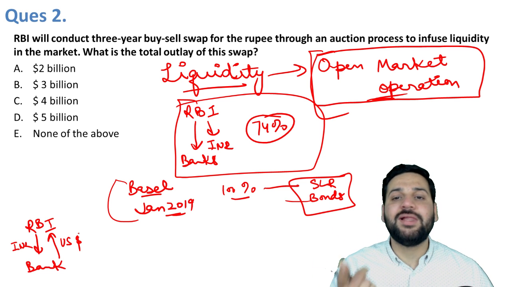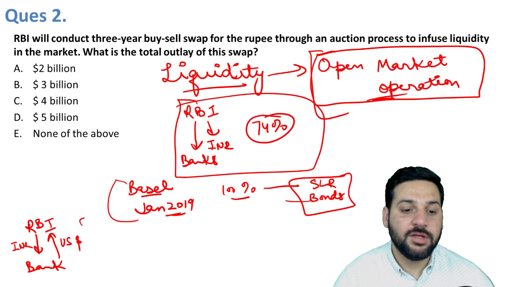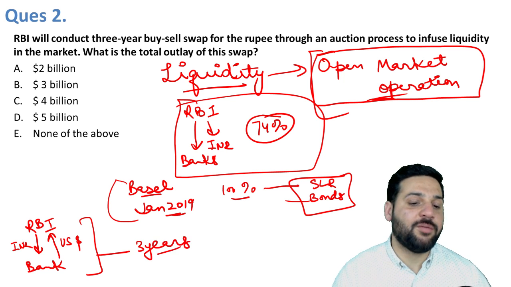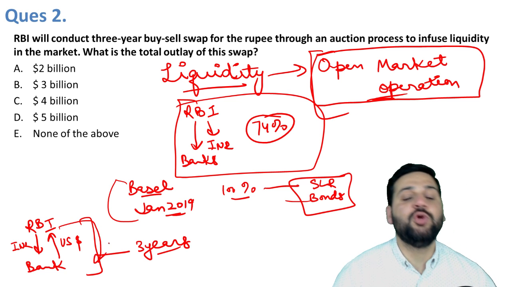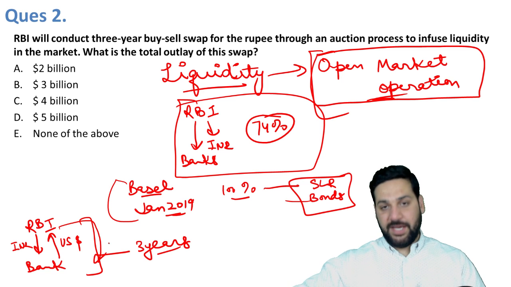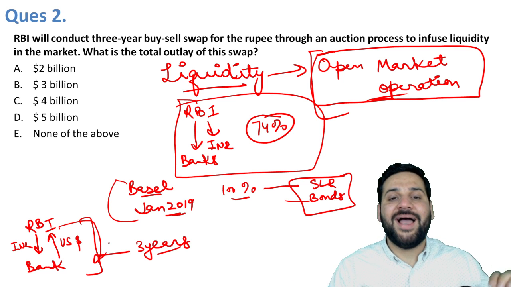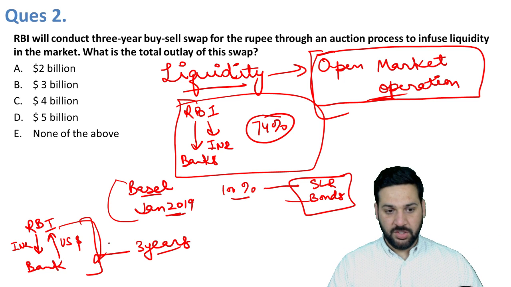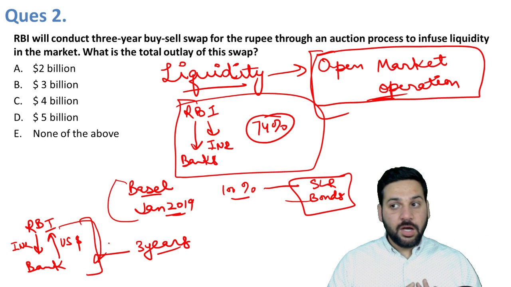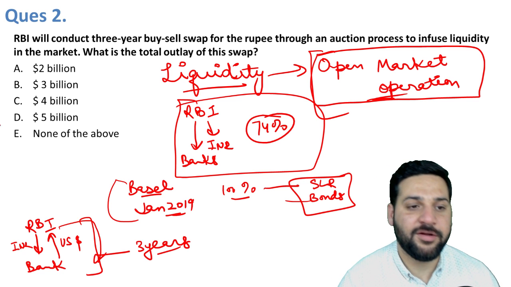This is a new tool that RBI is using. Okay, but there is a catch. After 3 years, the banks are promising that they will buy back the US dollars. Right now, RBI is buying the US dollars with the promise that after 3 years, the banks are going to buy back these US dollars. But as of now, the liquidity position will ease, right? Because there will be a good amount of money in the market.